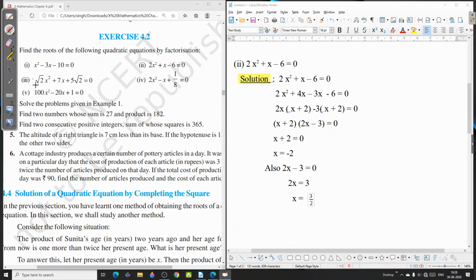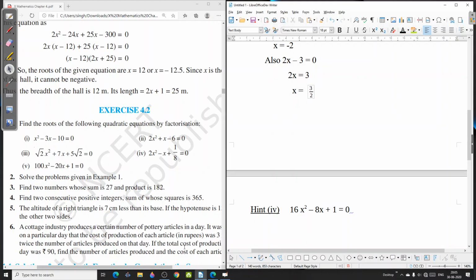You can see that root 2 into, here, let me give one small hint. Root 2 into 5 root 2 will give you 5 root 2 into root 2, that is 10. And 10 we can write as 2 into 5, because when we add 2 and 5, we get the middle term, that is 7. So, this one you will try on your own.